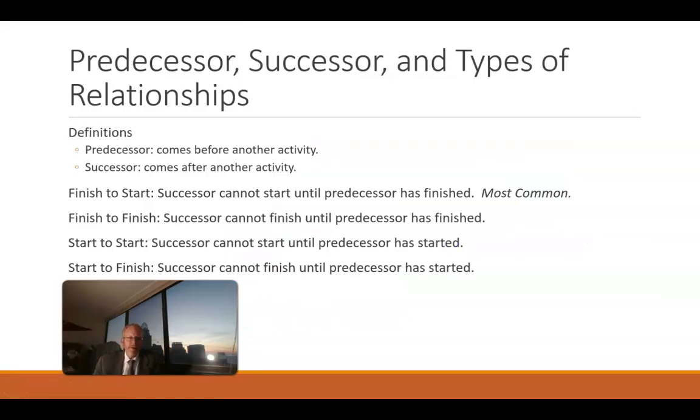One of the attributes we can set in Microsoft Project is the type of relationship between predecessor and successor tasks. So predecessor, a task that's required before our task can start. Successor, a task that will start after our task is complete. The most common is finish to start. So successor cannot start until the predecessor has finished.